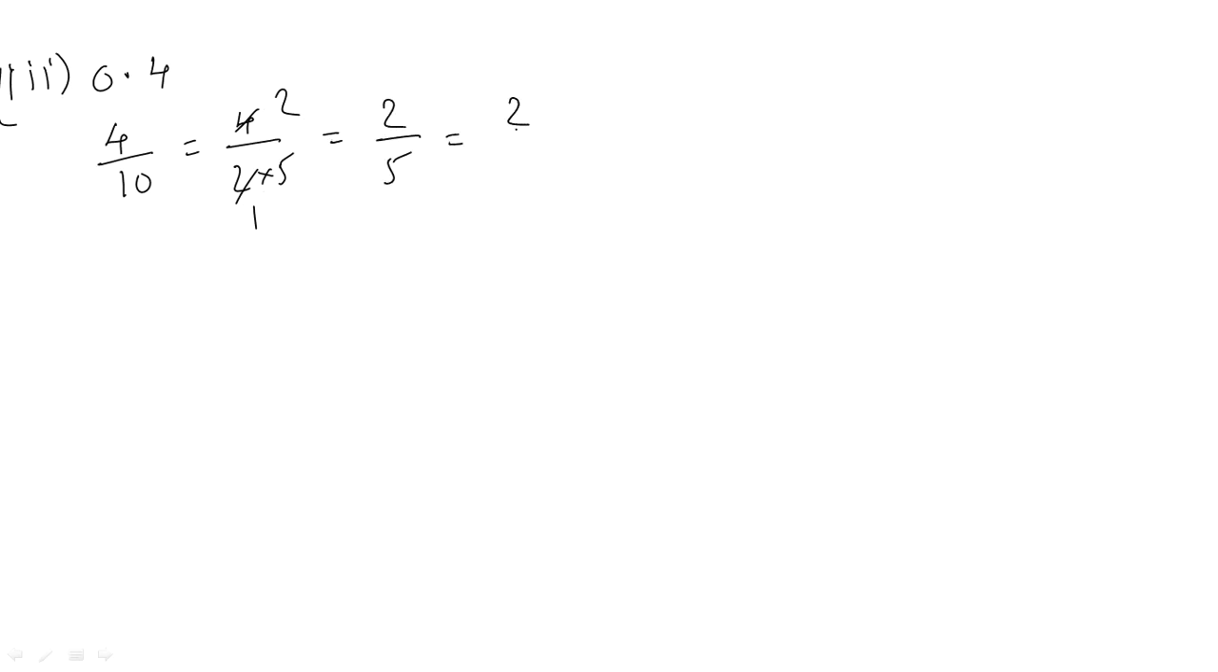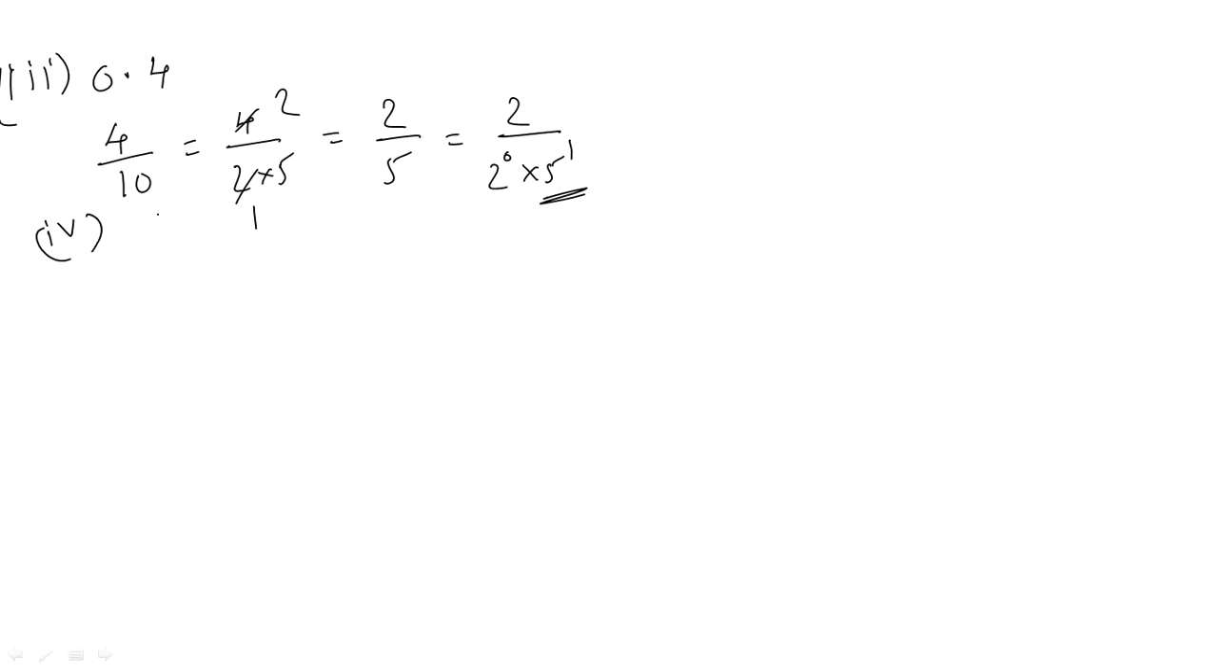Now let's do the third one. What is the third problem? 0.4. So 0.4 can be written as 4 by 10, which is equal to 4 by 2 into 5. 2 ones are 2, 2 twos are 4. So I can write it as 2 by 5, which is equal to 2 by 2 power 0 into 5 power 1. So it is of the form 2 power n into 5 power m.